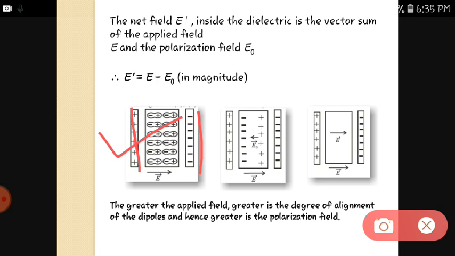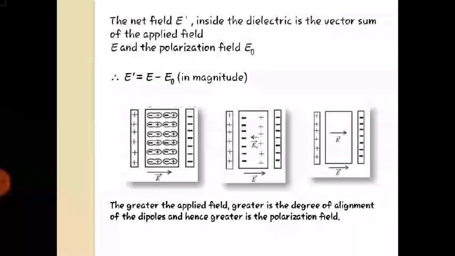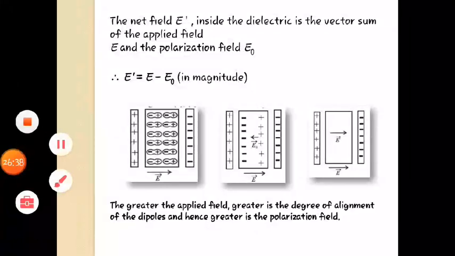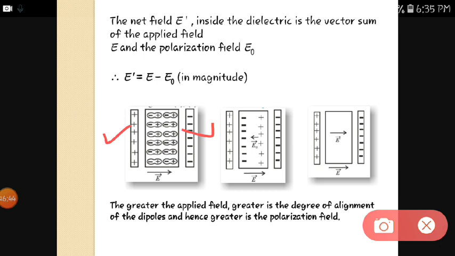Now what will happen afterwards? These two sheets of induced charges produce an electric field E0. As positive and negative get separated on both sides, they can induce some charges on the surface, because here are the positive charges and here are the negative charges. So they are going to produce a charge on the surface. That is nothing but E0, and that is known as the polarization field.